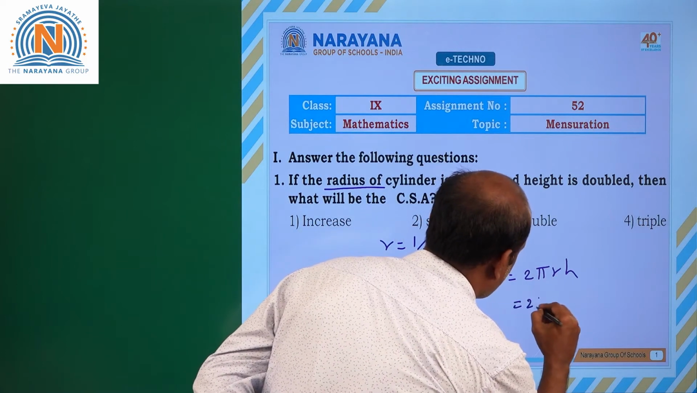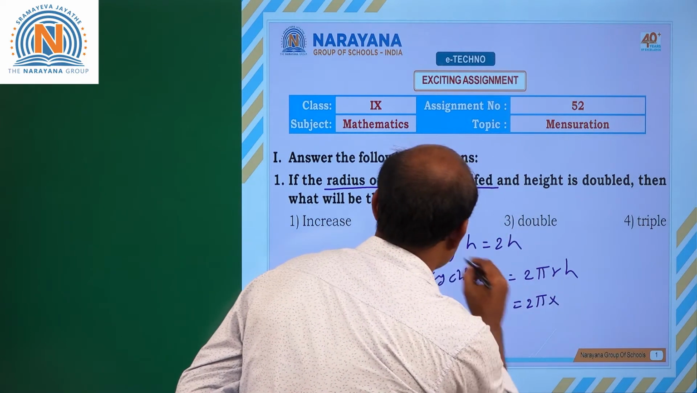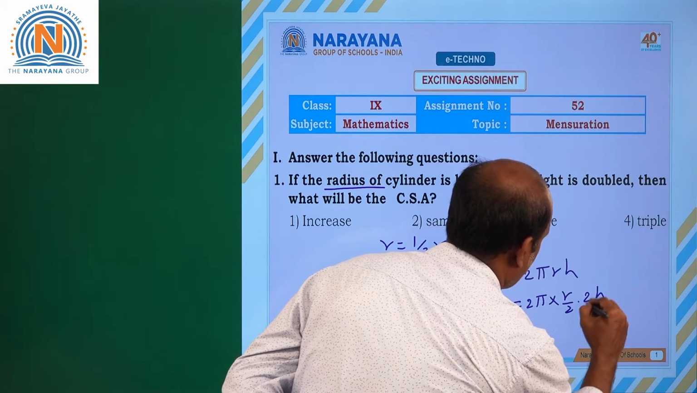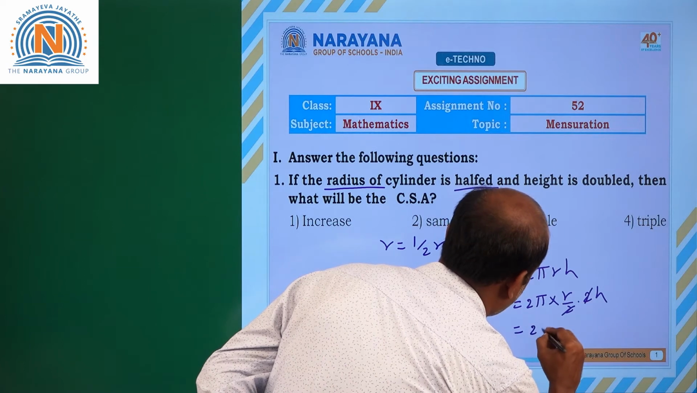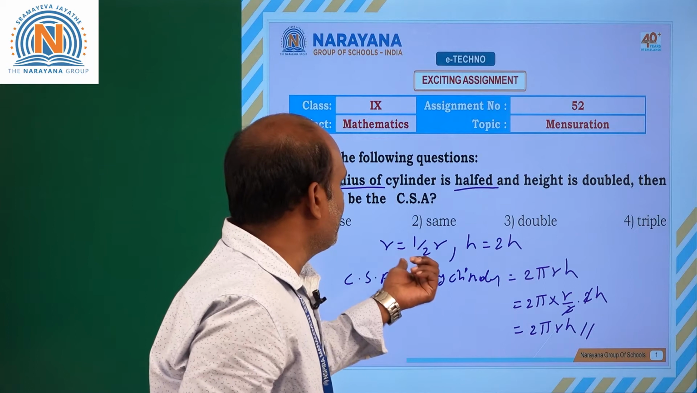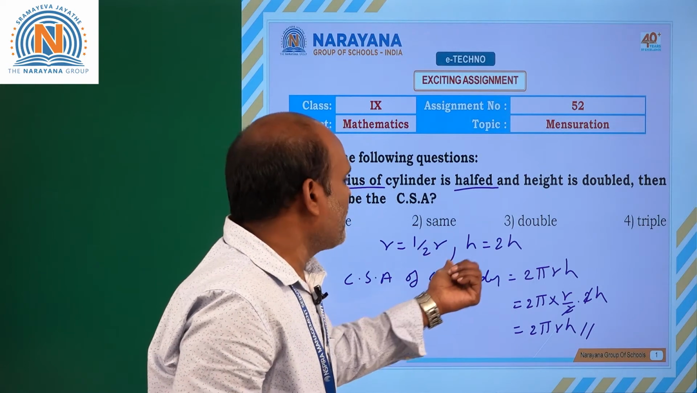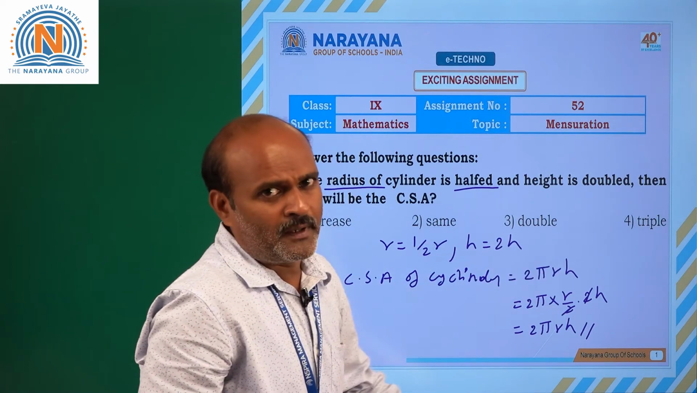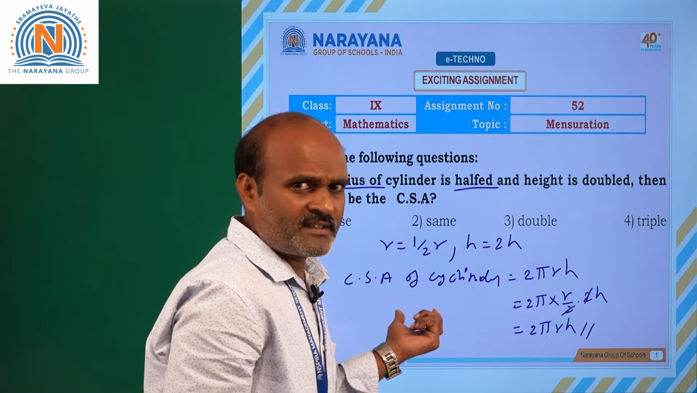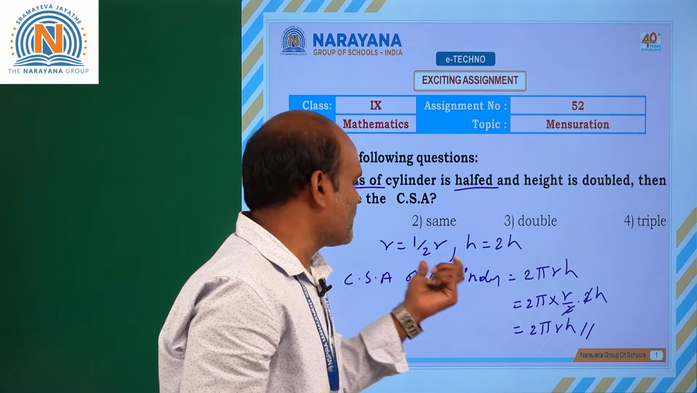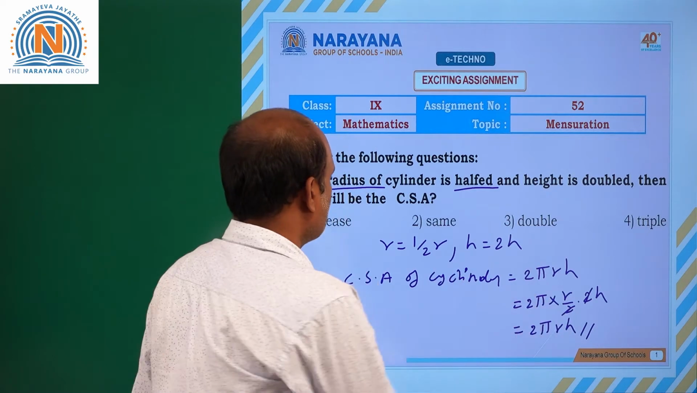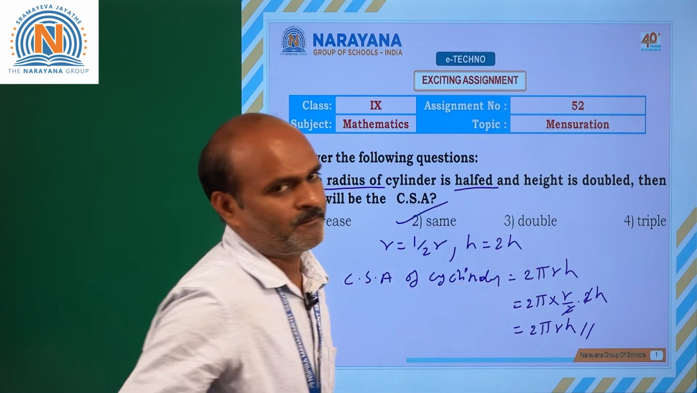Now this is 2 into pi into r by 2, and h is 2h, right? The 2s get cancelled, and that is equal to again 2 pi rh. If the radius is decreased to half and the height is increased to double, in that case the curved surface area of the cylinder does not change, meaning it is the same. So the correct answer is same.